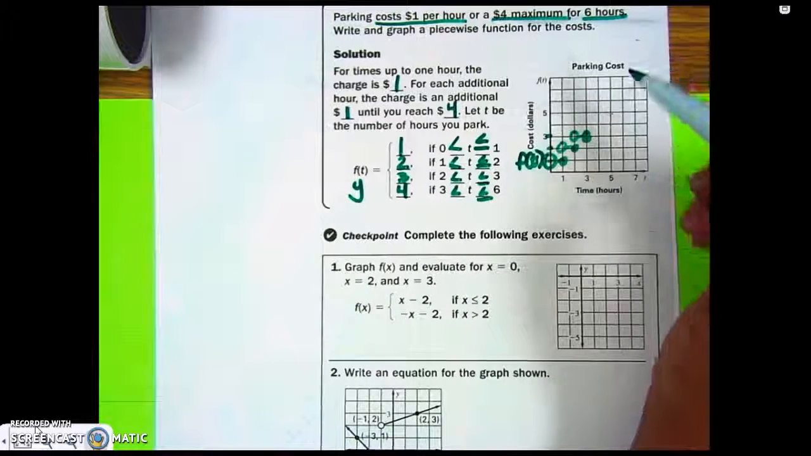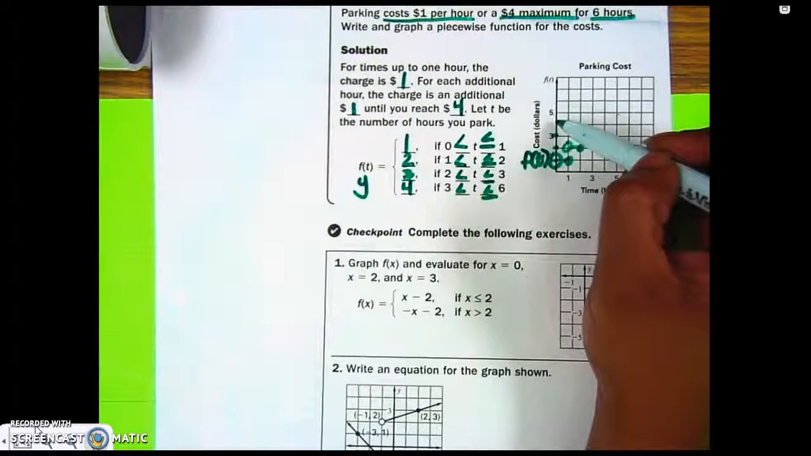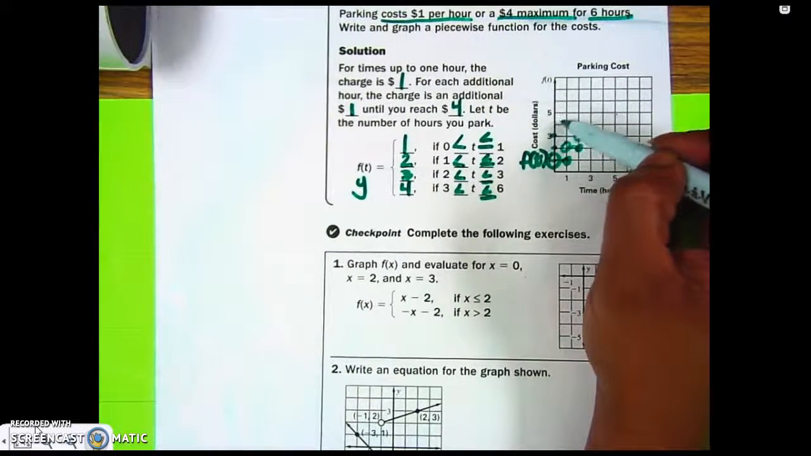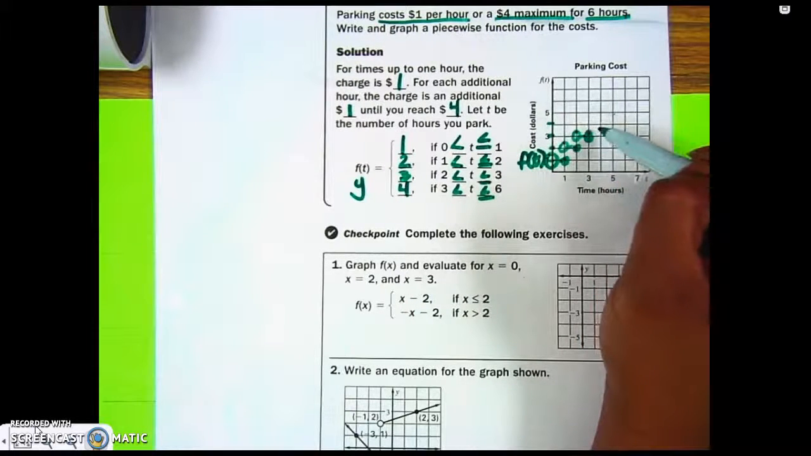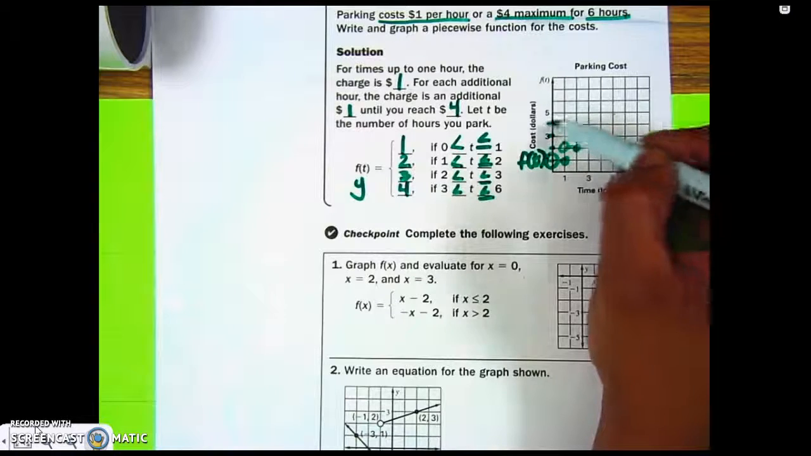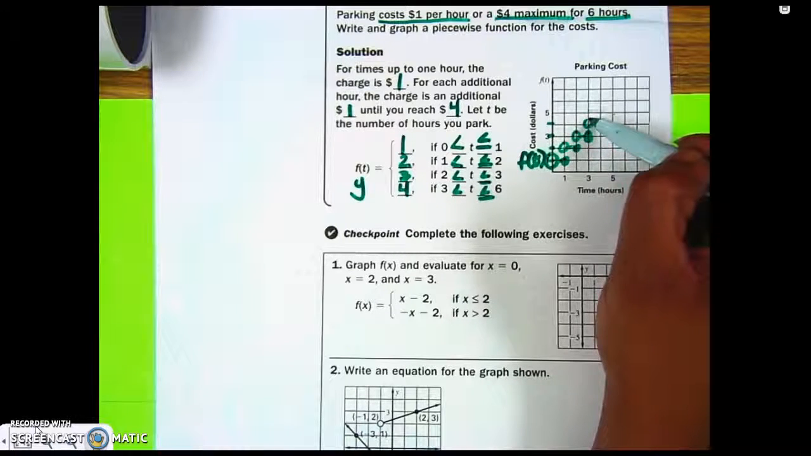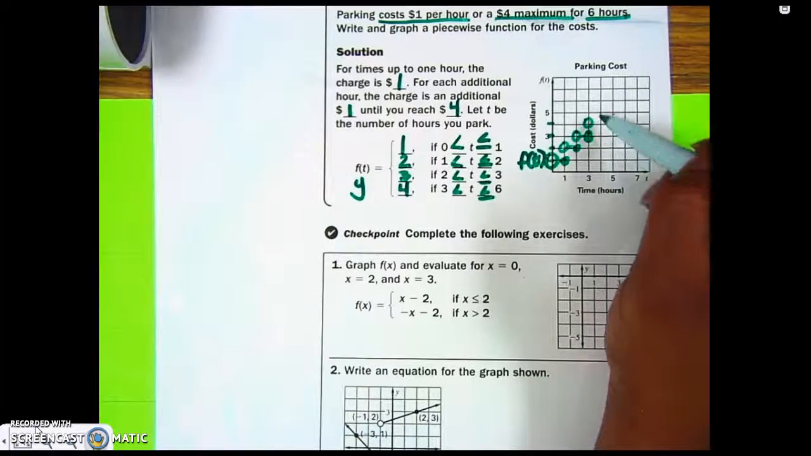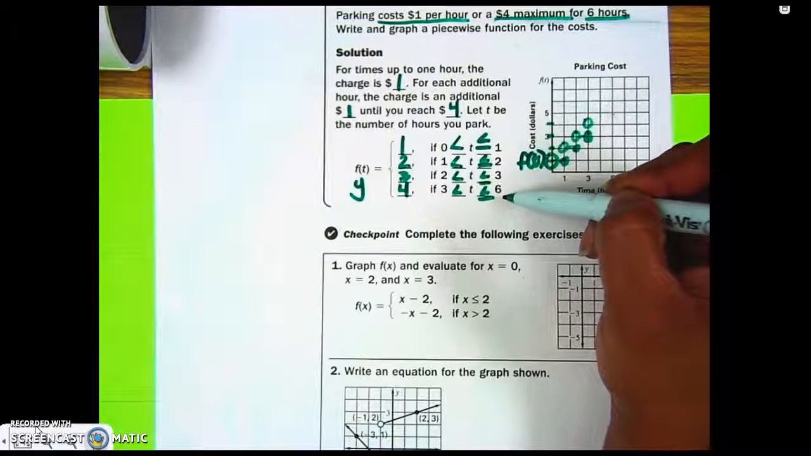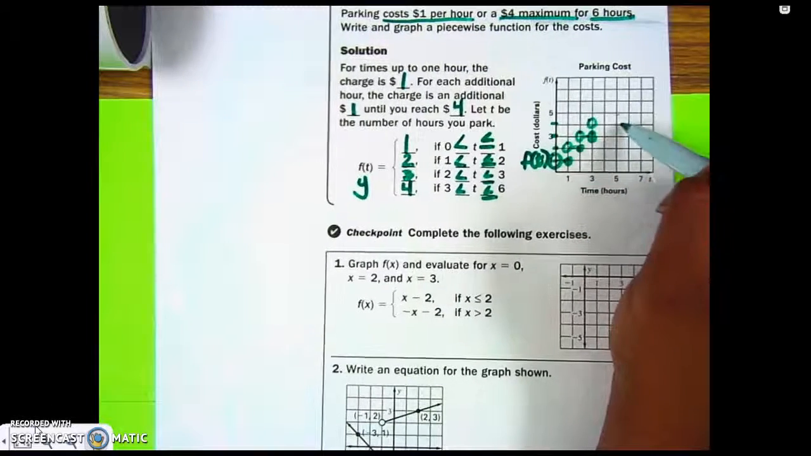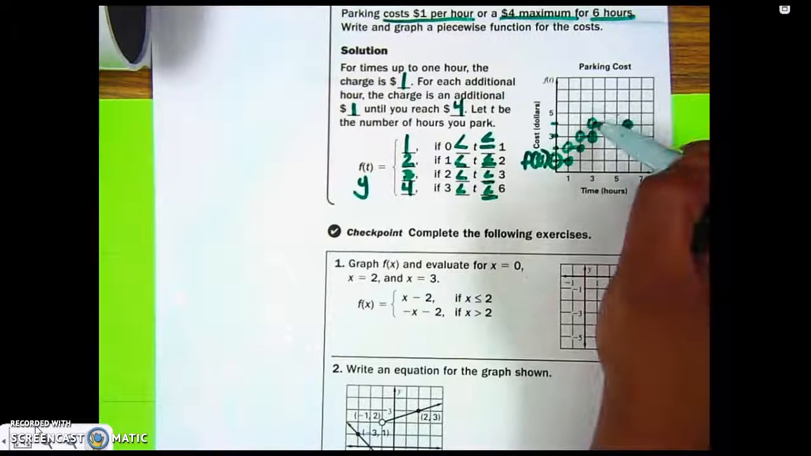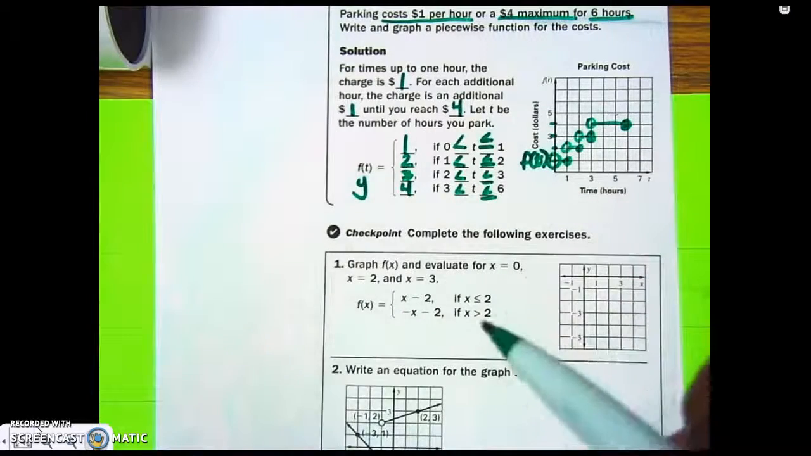One more piece to go. I'm going to go where f of t equals 4. So go up to 4 on the y-axis, and then I'll go over to 3 on my x. And it says t is greater than 3, so I'm going to draw an open circle here. And then it says t is less than or equal to 6, so I'm going to go all the way over to 6. That should be a closed dot because it's less than or equal to. And then connect them together.